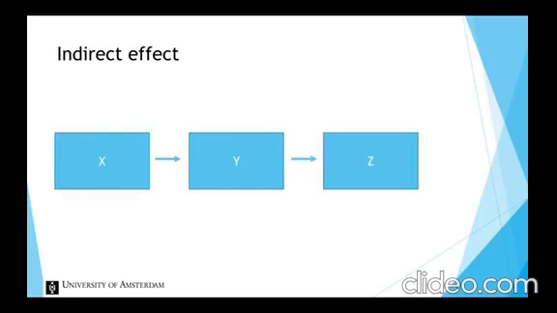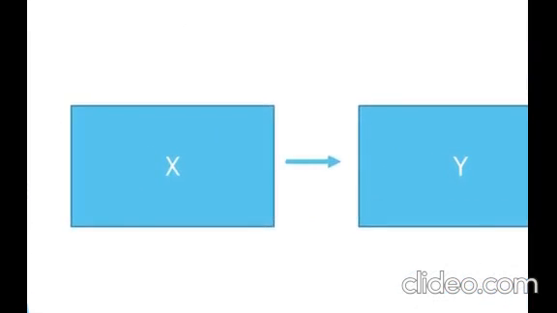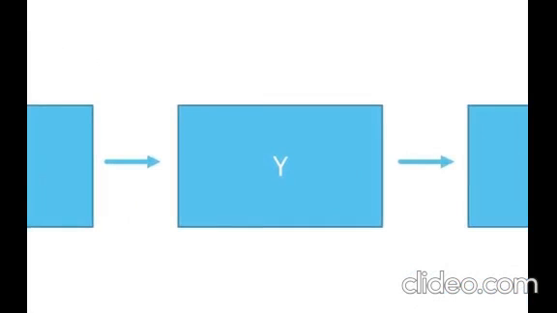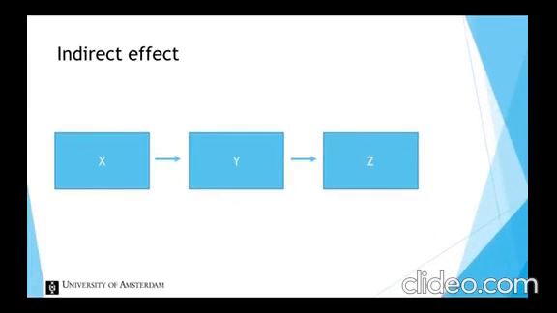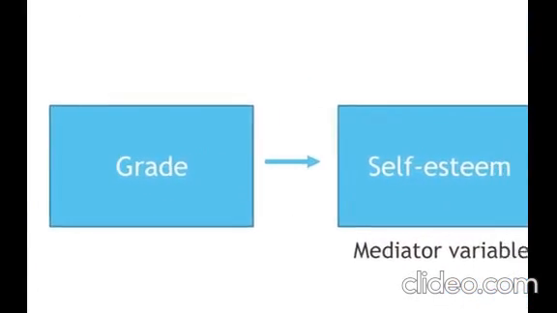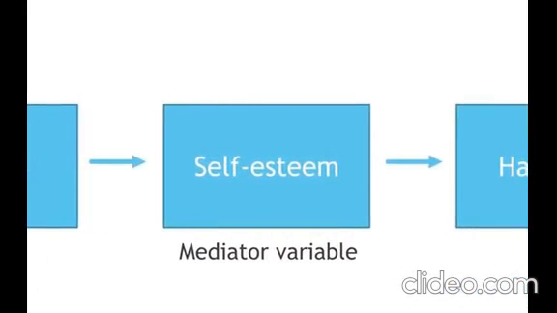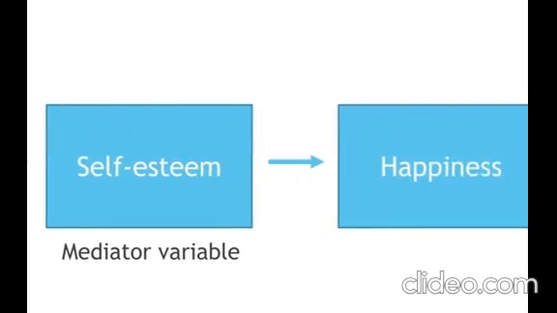The second type of causal relationship is an indirect effect. In this example, x has an indirect effect through y on z. A change in x leads to a change in y, and in turn, a change in y leads to a change in z. Variable y is also called a mediator variable. For example, grade has an indirect effect through self-esteem on happiness. A change in grade leads to a change in self-esteem, and a change in self-esteem leads to a change in happiness.